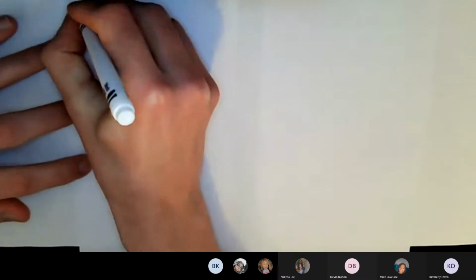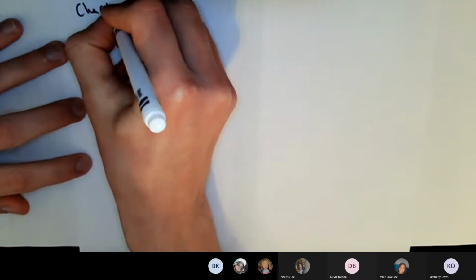Okay, so I'm going to jump straight into the next chunk of material, which is going to be chapter 2. So we're moving into chapter 2 now, which is just called functions.